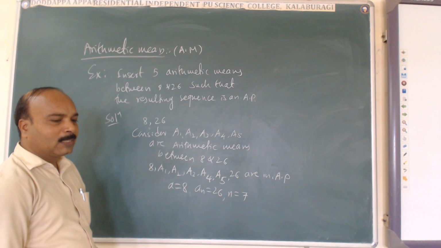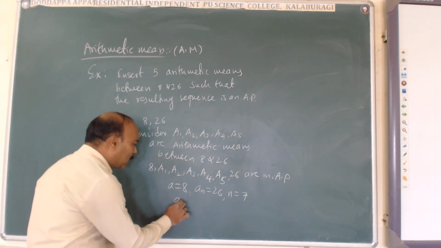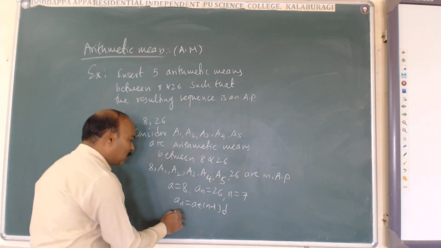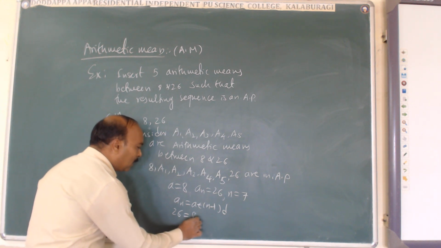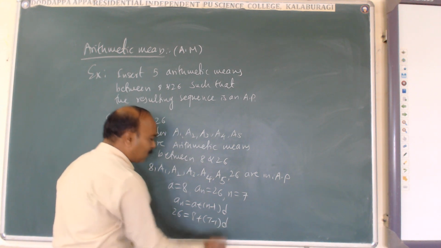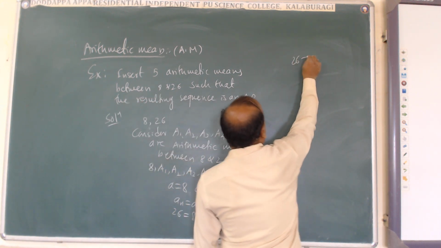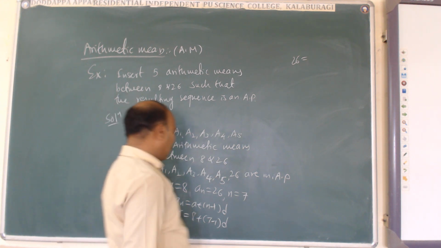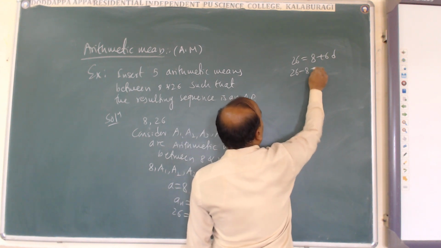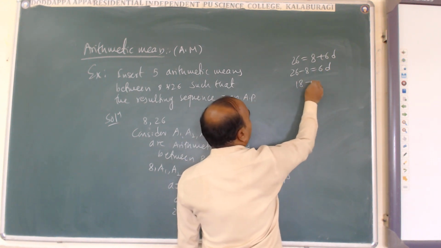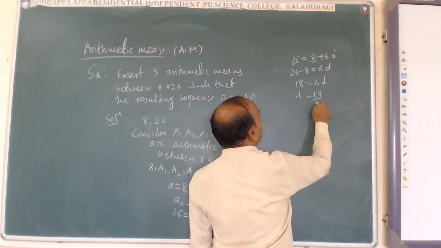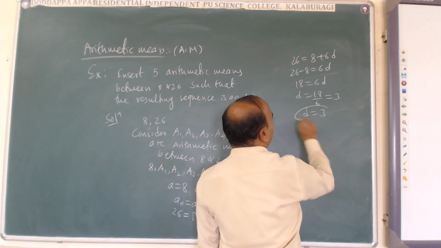Now using this you find the value of d first. What is the formula? an equal to a plus n minus 1 into d. So an is 26 equal to 8 plus n is 7 minus 1. D value we don't know, put as it is. 26 equal to, we get 8 plus 6d. Therefore 26 minus 8 equal to 6d. Therefore 18 equal to 6d. Now d equal to 18 by 6, it is 3. Therefore the common difference we got as 3.